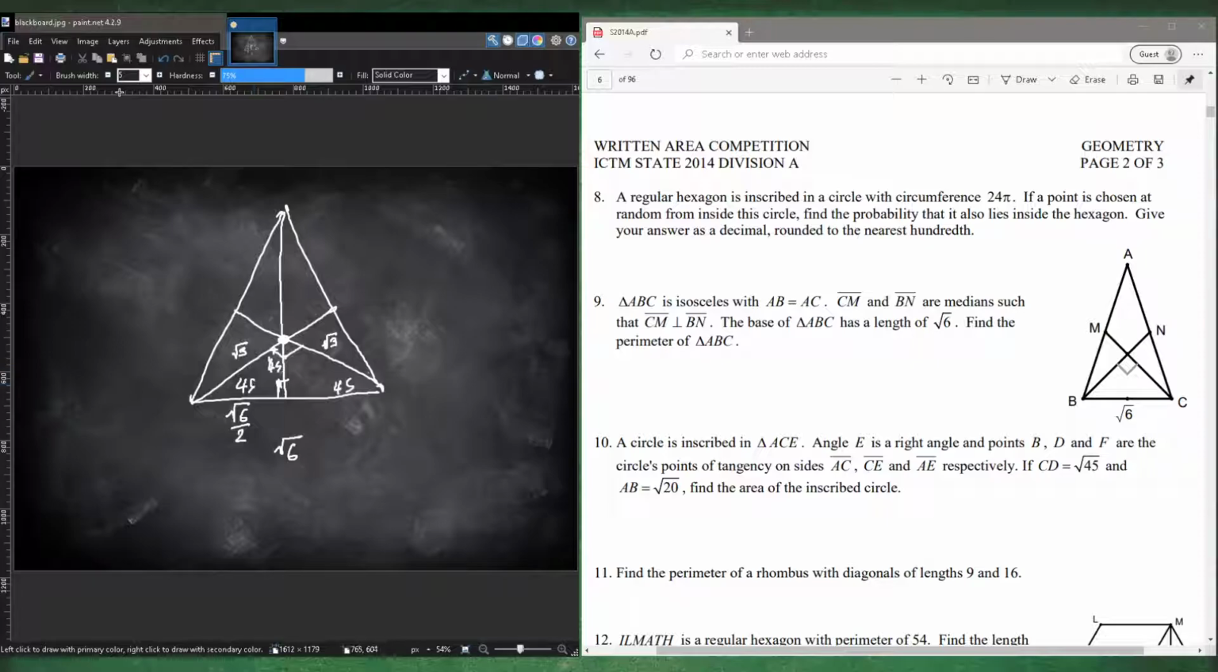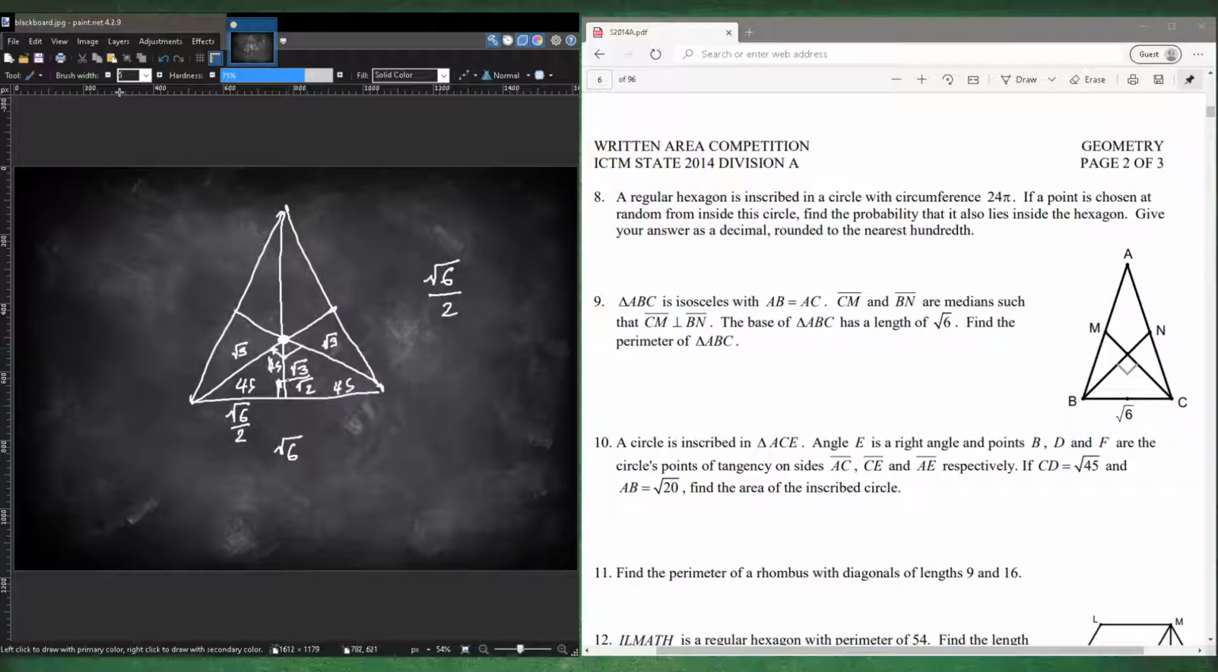So now we have another 45, 45, 90 triangle. And now your square root 3 is your x square root 2. So our x here is going to be square root 3 divided by square root 2. So that's the length here. Or you can rewrite it as square root 6 over 2. And that's your length here.